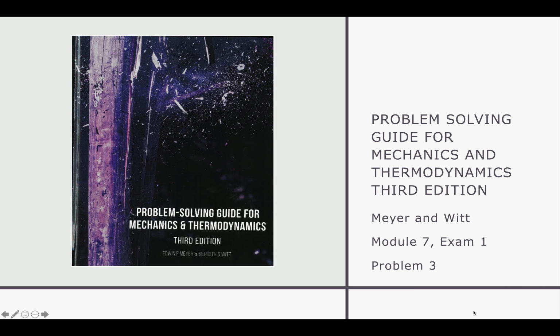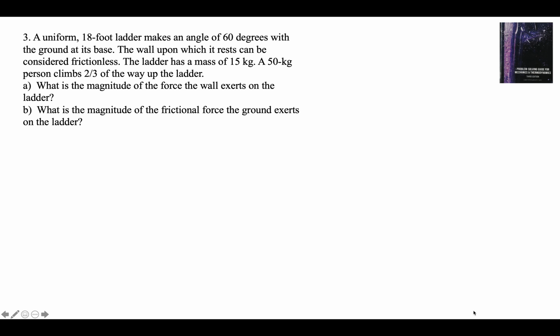This is a walkthrough of problem 3 on exam 1 of module 7 in the book Problem Solving Guide for Mechanics and Thermodynamics. We have an 18-foot ladder that makes an angle of 60 degrees with the ground at its base. The wall upon which it rests can be considered frictionless. The ladder has a mass of 15 kilograms.